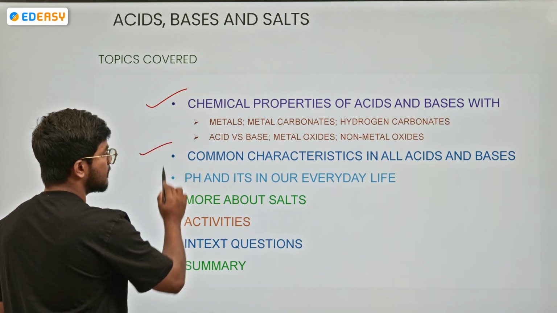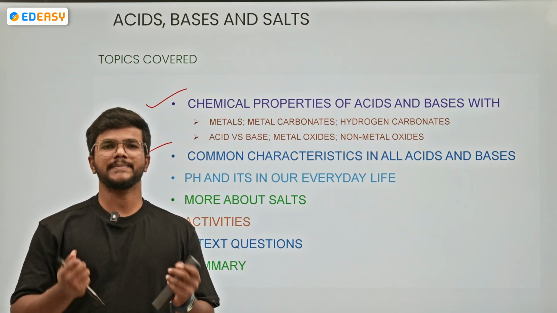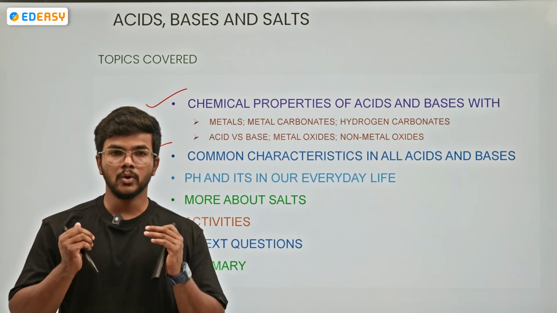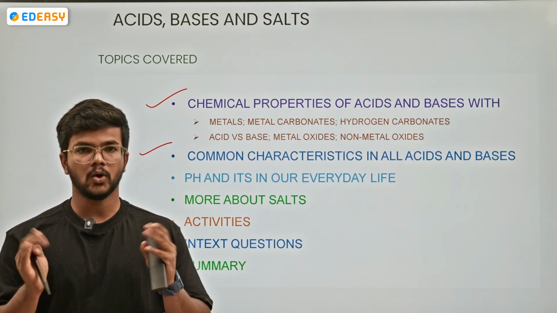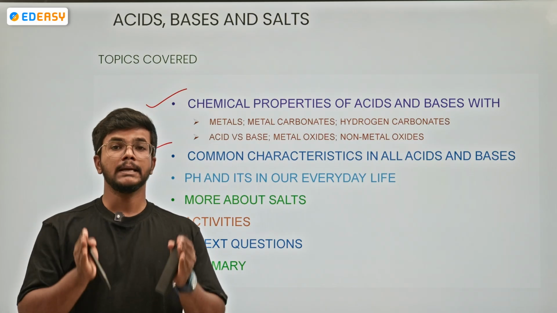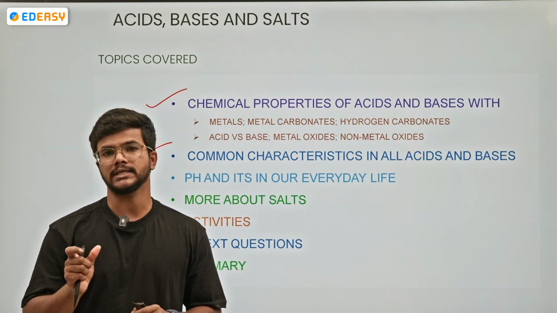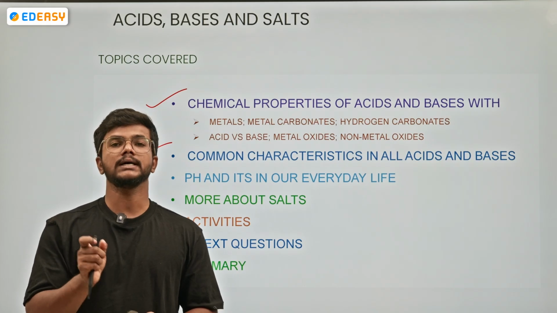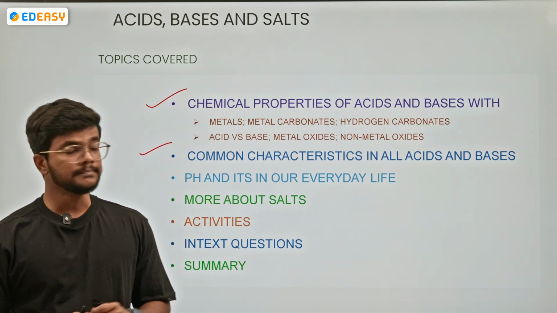Next, pH in our daily life. So what is pH? To know the strength of acids and bases, we have a scale called the pH scale. pH is nothing but potential of hydrogen. With the help of hydrogen concentration, we will know the strength of the acids and the strength of the bases. Okay, next.